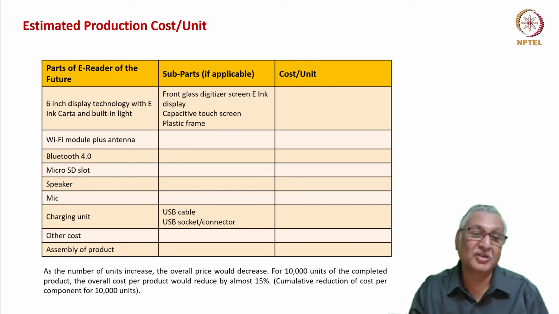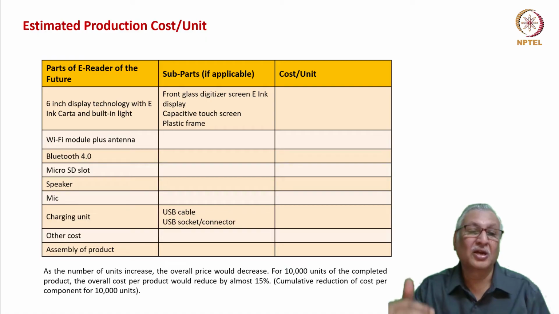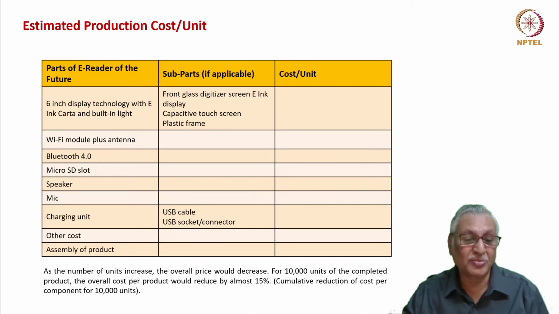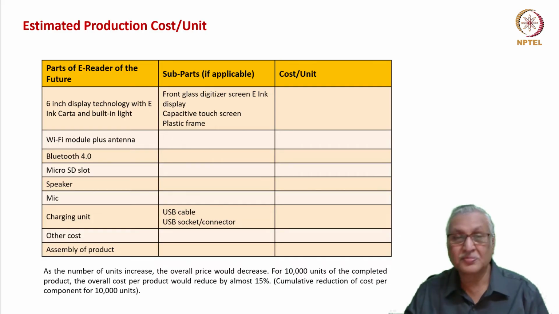Then what are the parts of the e-reader, what are the subparts, and what is the cost per unit? Again, like with other projects, you have to have a detailed bill of materials, from the product to subassemblies, from subassemblies to components, and from components to mini components. This bill of materials enables you to cost the product. It also enables you to determine the make or buy decisions, and to decide on the assembly process that you can adopt.